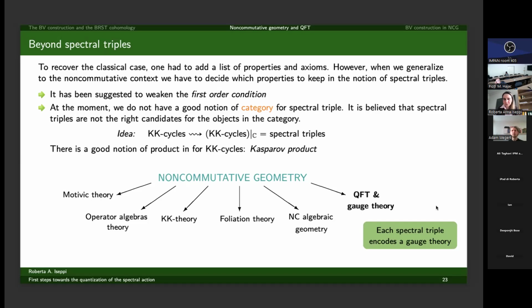This is what is currently done in research, but one can also say, okay, why don't we consider a more general object than that? And maybe the fact that we are not finding a right notion of category for spectral triples is pointing in the direction that we might look for something more general. But for doing physics, spectral triples are fine enough. That's more for people in this category approach. Okay, thank you.